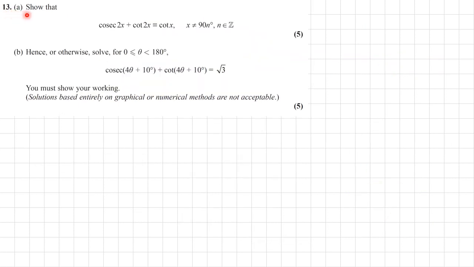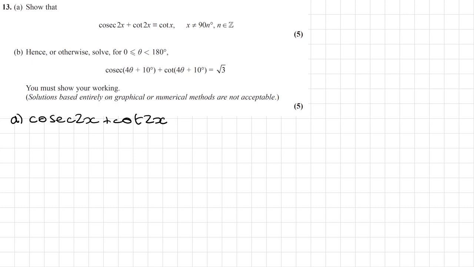Question 13, part A. Show that cosec 2x plus cot 2x is equivalent to cot x. Whenever you've got any type of identity, always start with the more complicated side and simplify it. So we're going to start with that cosec 2x plus the cot 2x.